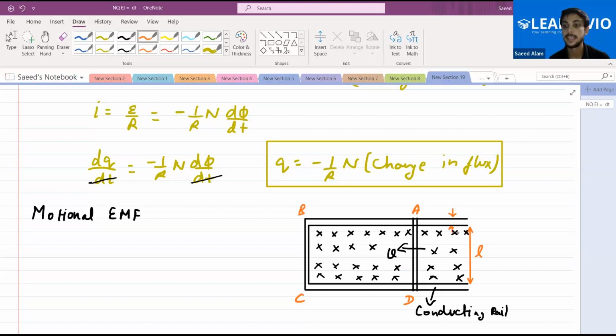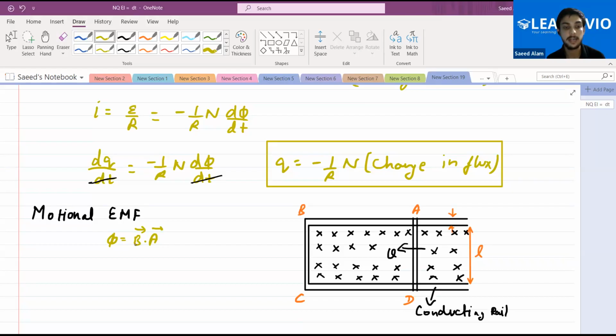Yes, sir, because the area is constant. How am I defining this flux? This flux is defined by B dot A. Have we discussed it in the first class? Yes, this flux is defined by B dot A.